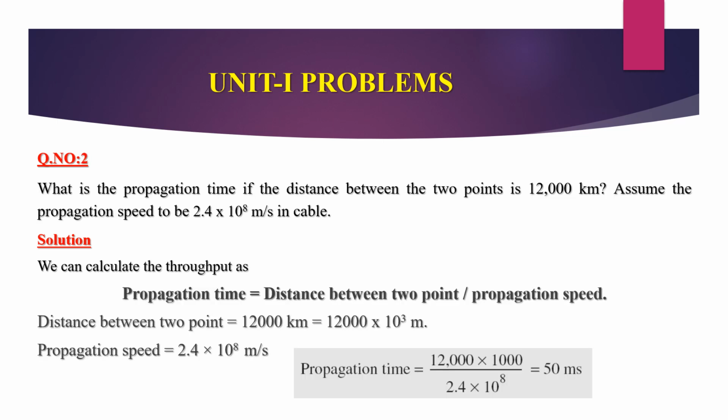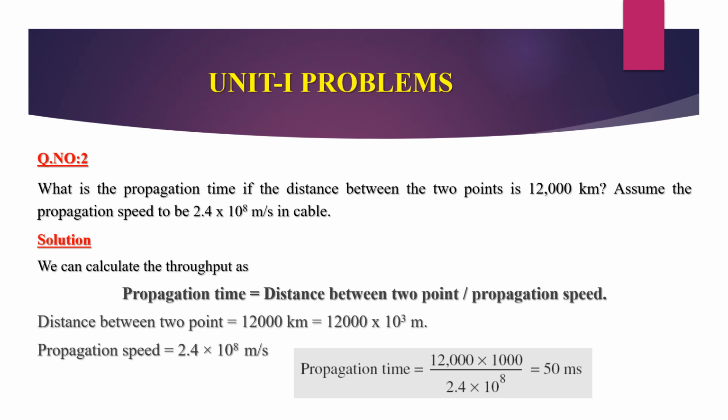The second problem is, what is the propagation time if the distance between the 2 points is 12,000 kilometers? Assume the propagation speed to be 2.4 into 10 power 8 meter per second in cable. So we can calculate as follows. Propagation time is equal to distance between 2 points divided by propagation speed.